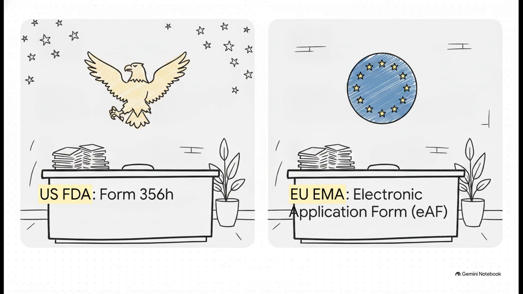For example, if you're submitting to the US FDA, your lobby has got to include a Form 356H. But if you're over in the European Union, the EMA requires an electronic application form or an EAF. Basically, this module contains the specific cover letters, labeling, and administrative paperwork unique to that specific local agency, whether that's the FDA, EMA, or India's CDSCO.